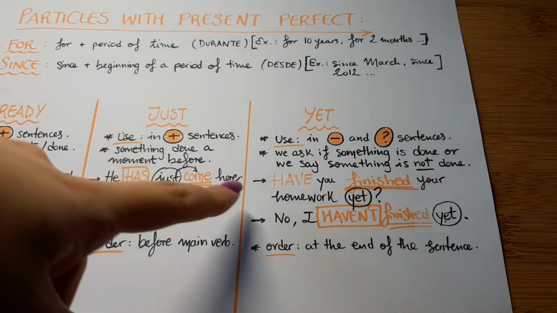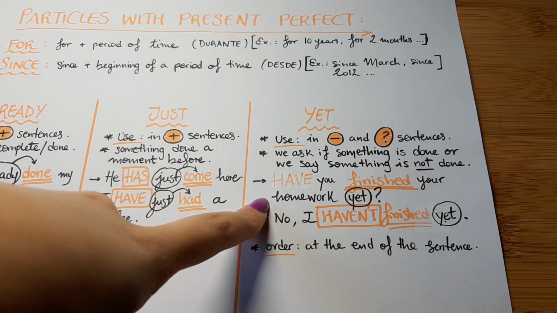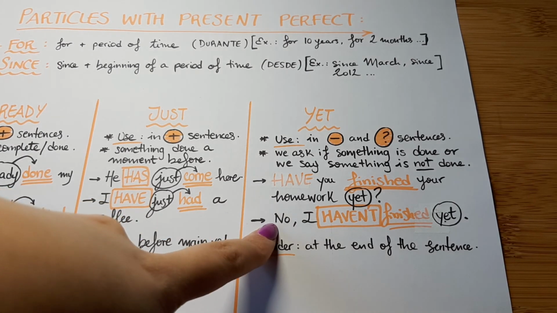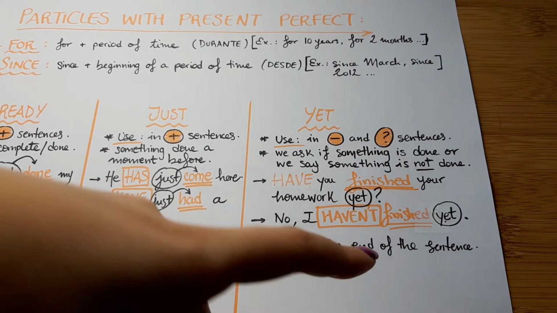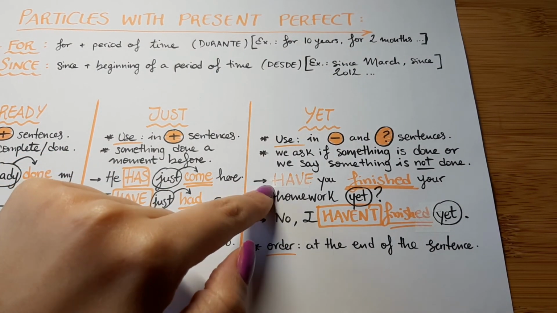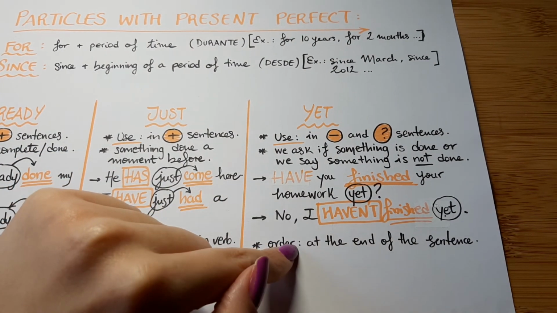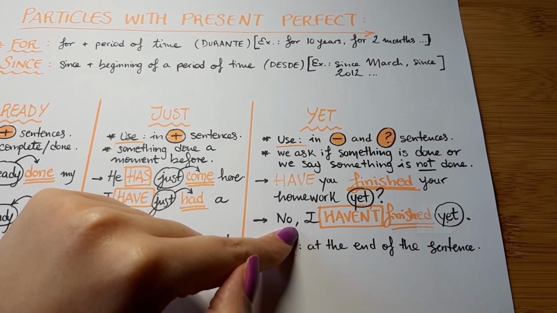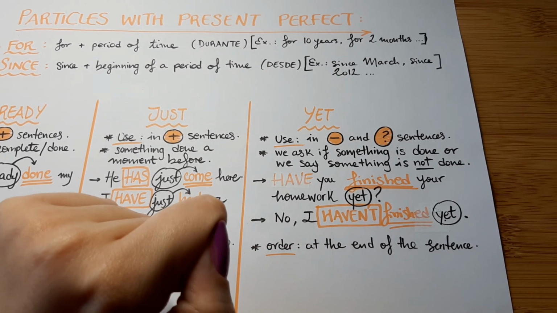For example, have you finished your homework yet? ¿Ya has terminado tus deberes? And you answer, no, I haven't finished yet. Todavía no lo he acabado. So, here it means ya, okay? And in a negative form, it would say todavía o aún, okay?